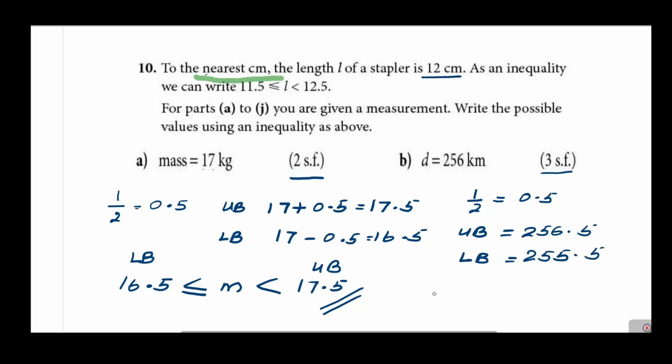First start off with the lower bound, which is 255.5. And the distance should be greater than or equal to this lower bound, and smaller than the upper bound, which is 256.5. The meaning of this is that the measurement can be anywhere in between these two, but you have to exclude this measurement. Anywhere in between these two, including this, excluding this.